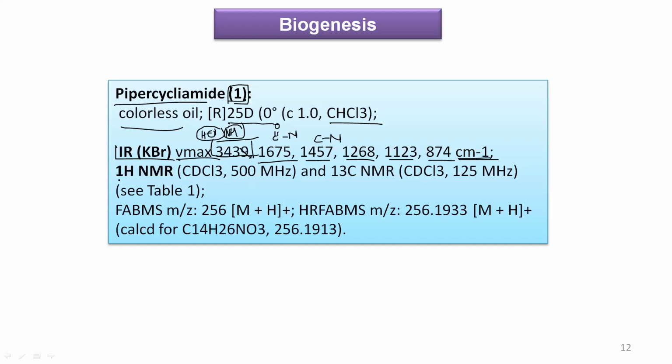Then the proton NMR, which we have already learned in table 1, they dissolved the samples in CDCl3 and used a 500 megahertz instrument. For the carbon 13, also CDCl3 solvent and a 125 megahertz instrument they have used. Then the FAB technique was used for mass spectroscopy, and they found the M plus ion, or m/z ratio, of 256. The calculated m/z is 256.19. And from the last calculation, the molecular formula calculation, the molecular formula for compound 1 is C14H26NO3, having this molecular weight.